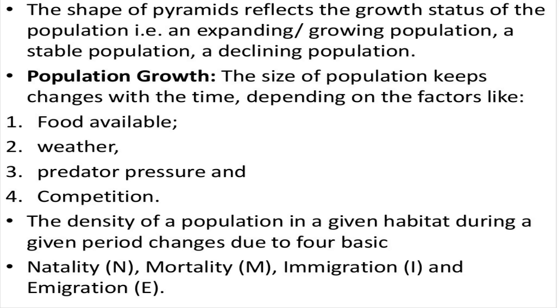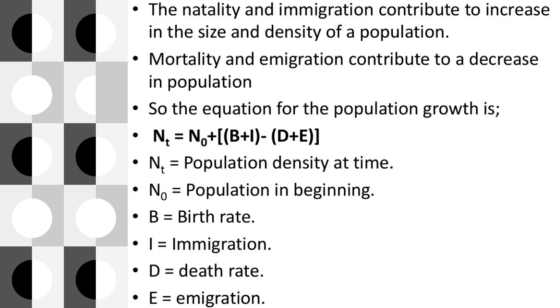The density of population in a given habitat during a given period changes due to four basic factors: natality, mortality, immigration, and emigration. The natality and immigration contribute to an increase in the size and the density of population. Mortality and emigration contribute to a decrease in the size of population.